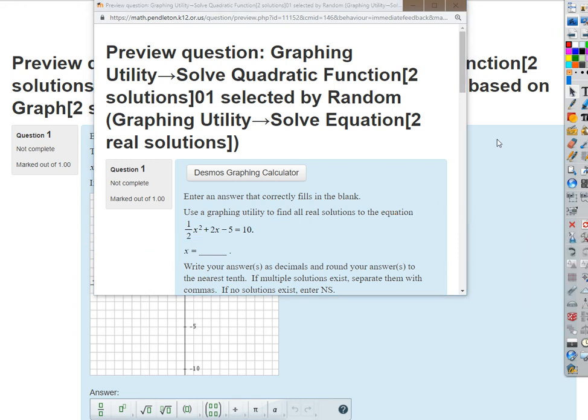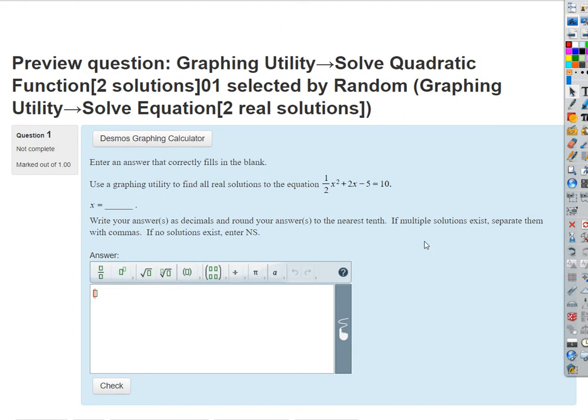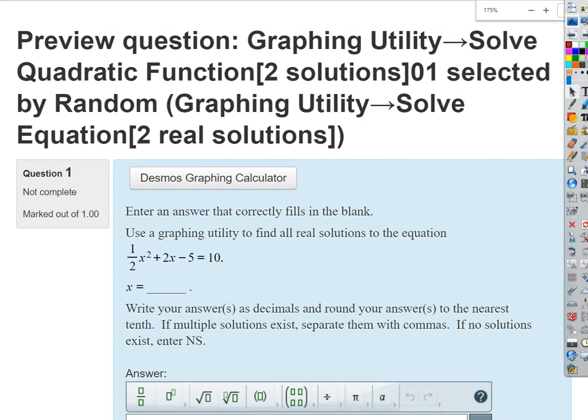All right, how about this one? Okay, do you remember how to do this? Because this is the other thing I'm going to ask you to practice. If I want to find real solutions to that equation, what would I do? I'd go into Desmos, and what would I do? Okay, I could put it in.